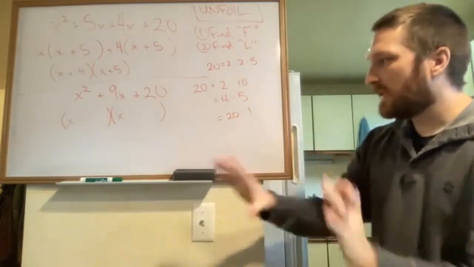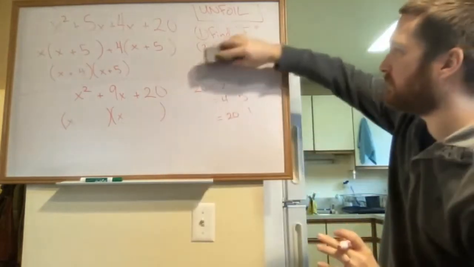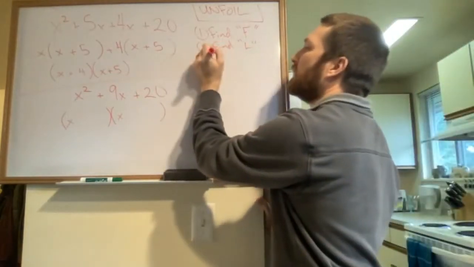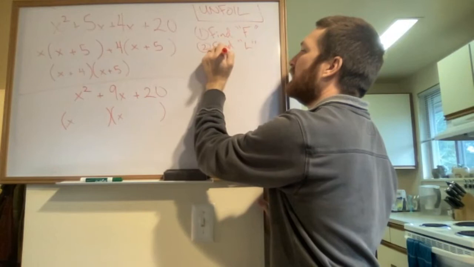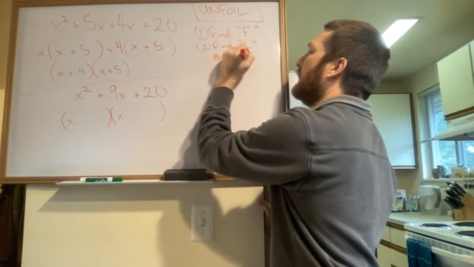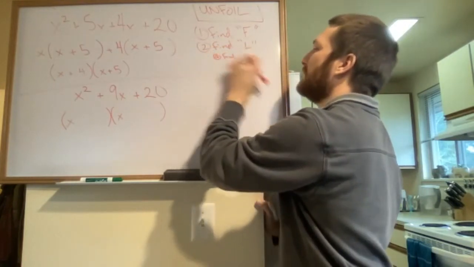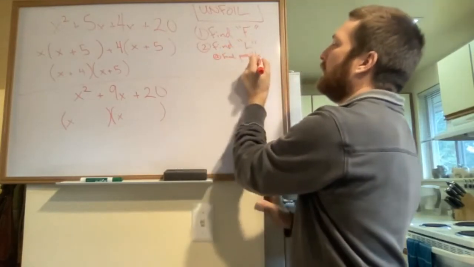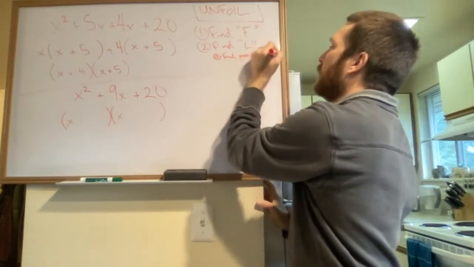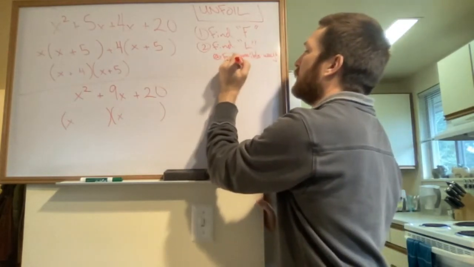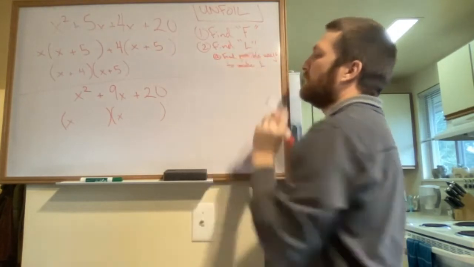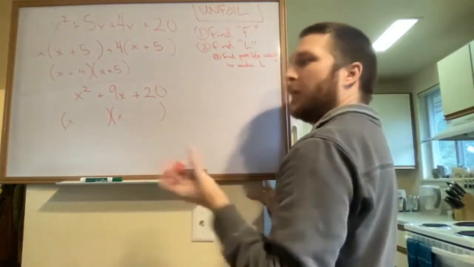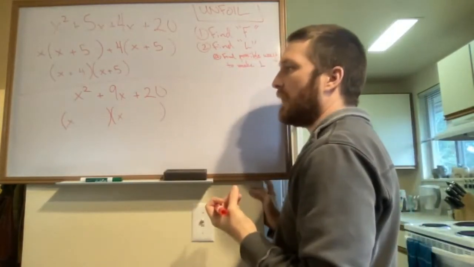So for this part, find L. In other words, what we're doing here is find possibilities. Find possible ways to make L, which is basically what I was just saying. So we have a couple candidates. I'm going to start with, how about 2 and 10?